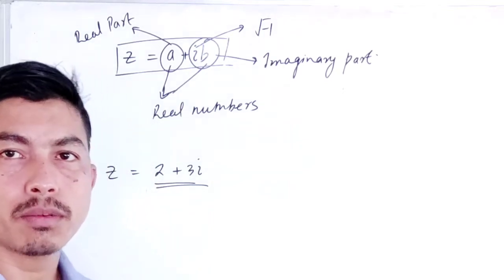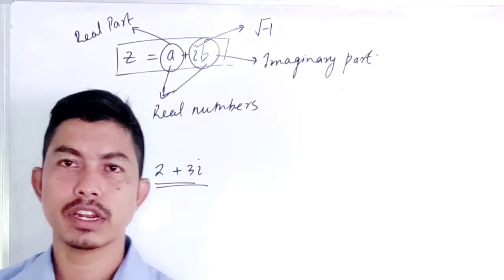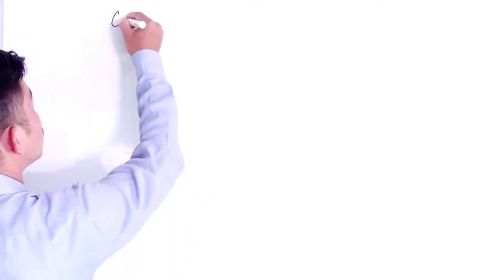Now there are some properties related to the complex number, which we will be discussing. The first thing we are going to discuss about the complex number is the conjugate of the complex number. So now what is a conjugate?